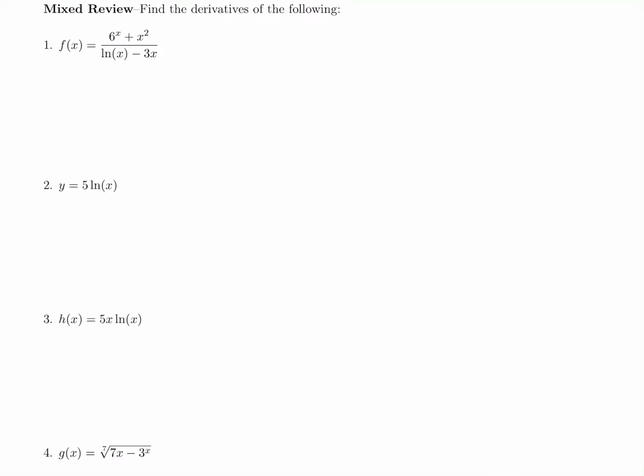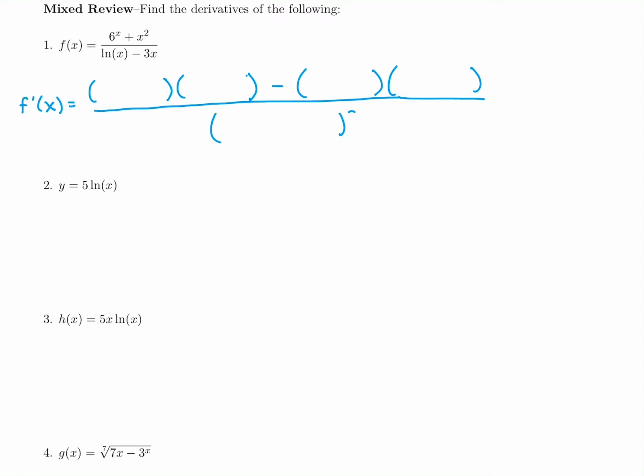So for this first one, we have 6 to the x plus x squared divided by ln of x minus 3x. So definitely going to be a quotient rule. That one is easy for me to recognize, but one of the harder rules to do. I can recognize it because I have x's in both the top and the bottom. I'm going to do the derivative of the top, the original bottom, minus the derivative of the bottom times the original top, all over the original denominator gets squared. So lots to fill out here.